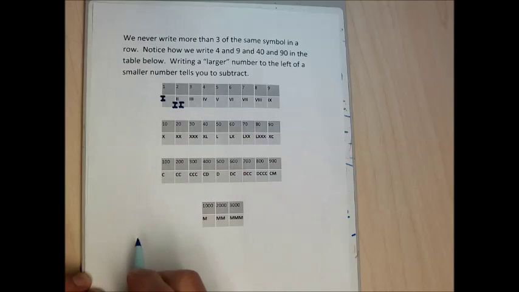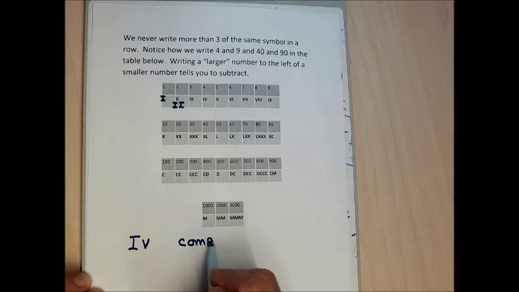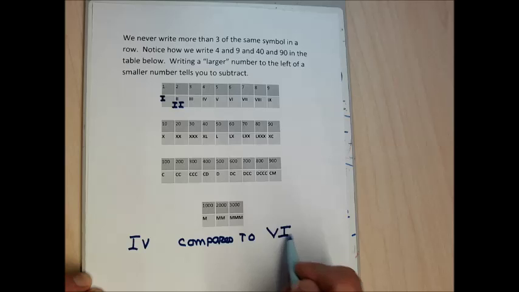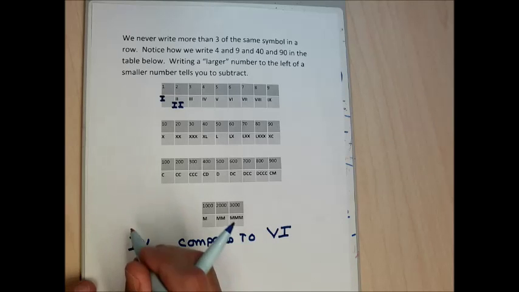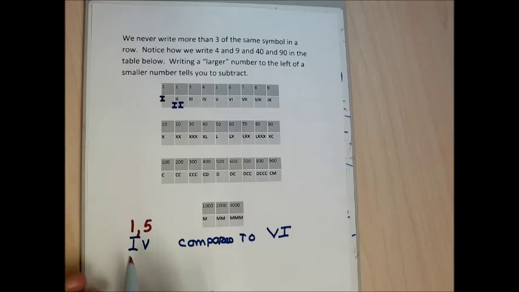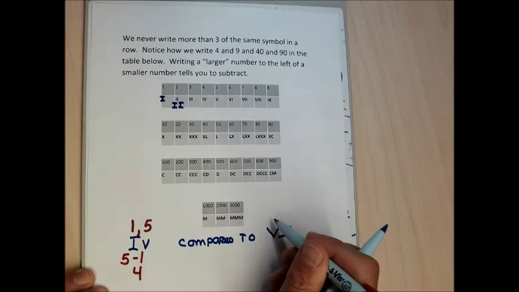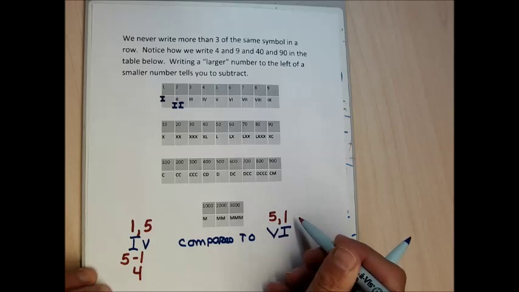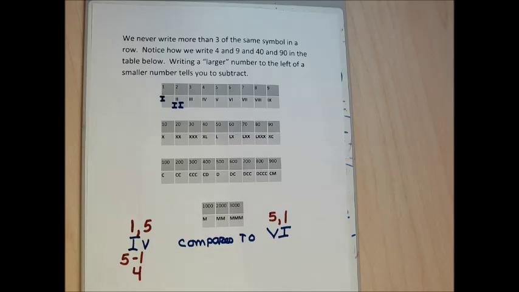VI. So there's a big difference between IV compared to VI. These are actually different Roman numerals because in the first, I have a Roman numeral that represents 1 followed by a Roman numeral that represents 5. When the smaller number is written first, you have to subtract the smaller number from the larger number. That means 4. But compared to VI, the V represents 5, and the I represents 1.